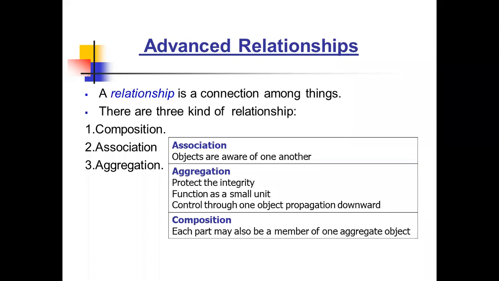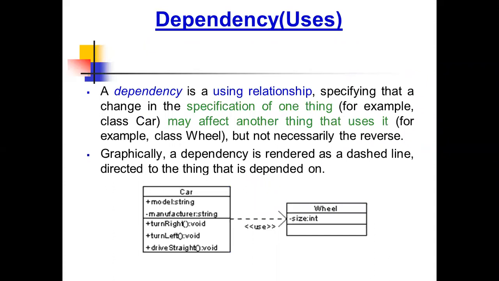What is association? Objects are aware of one another, that is association. Then aggregation: it protects the integrity, functions as a small unit, then control through one object propagation downward. Then composition: each part may also be a member of one aggregate object. These are the three advanced relationships in advanced structural modeling.